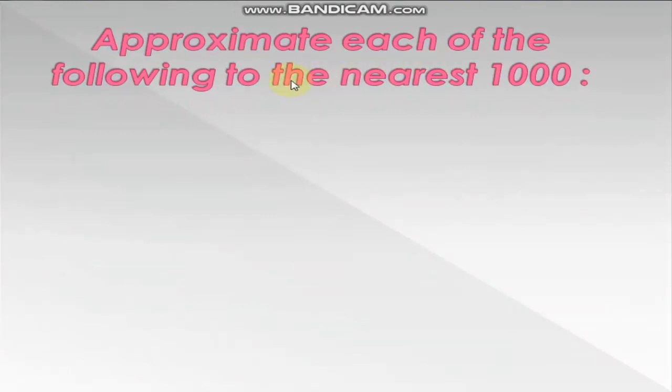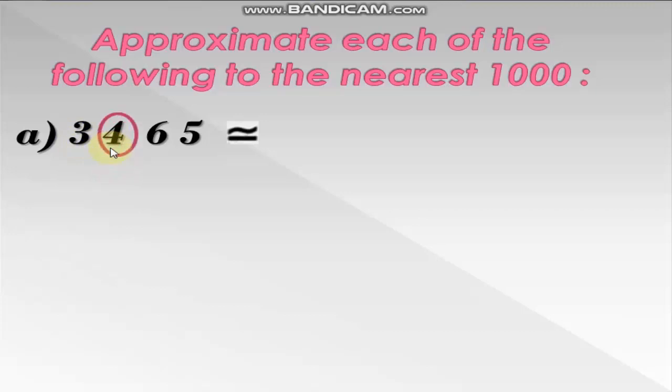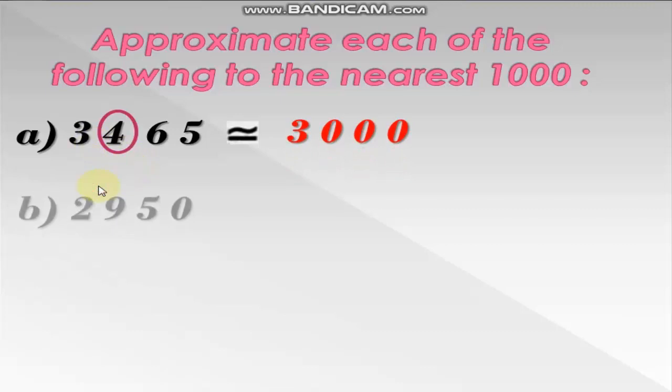Approximate each of the following to the nearest thousandths. Letter A, 3465. At first, the thousandth here is number 3. Look at the hundreds. Hundreds here is number 4. 4 is less than 5. So we replace hundreds, tenths and units by 3 zeros and keep thousandths with its value. It became 3000.